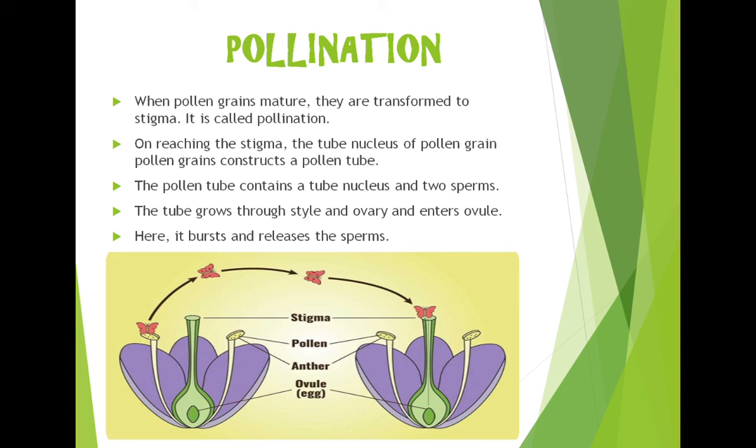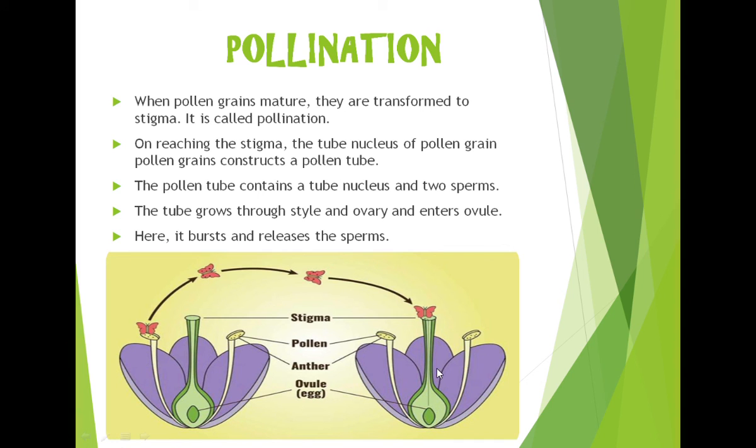Now it's a very simple phenomenon, pollination, as you have all read in your previous classes. What is pollination? Pollination is the transfer of pollen grains from the anthers of a stamen to the stigma of the carpel. Either this pollination is self or cross. ये आप पहले पढ़ चुके हैं. So on reaching the stigma, the pollen grains then enter and reach up to the ovule.